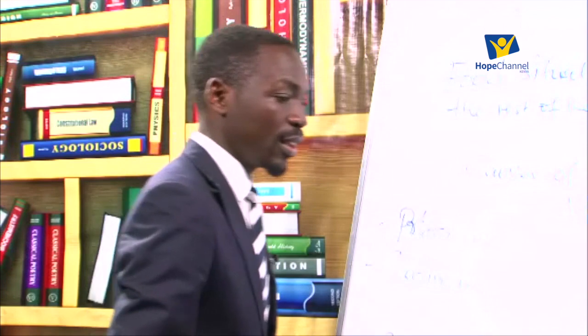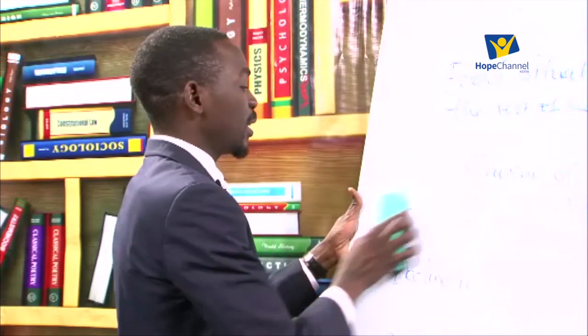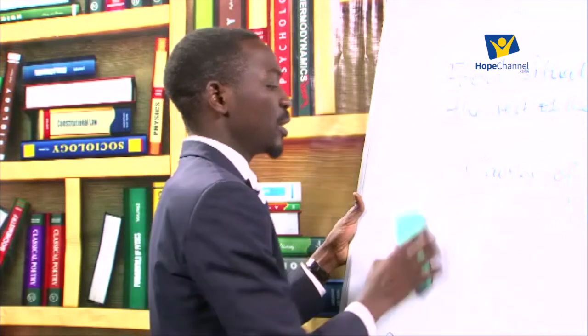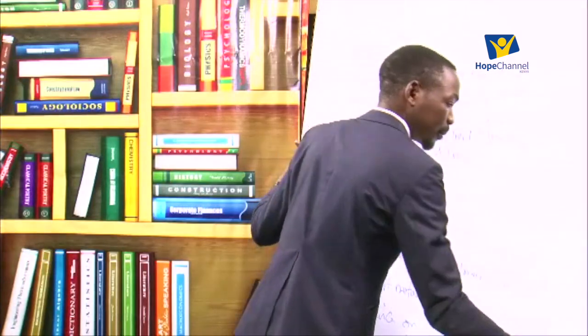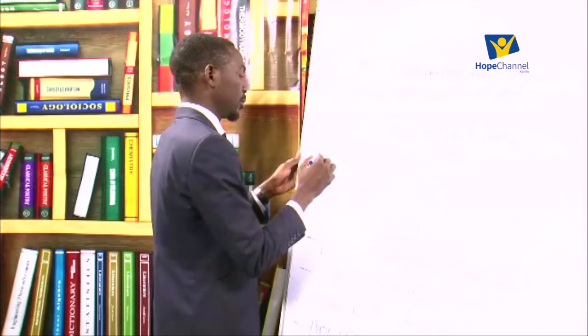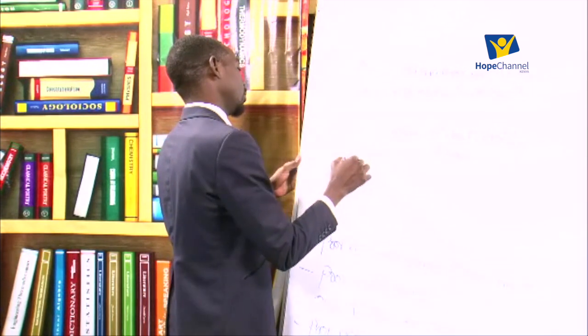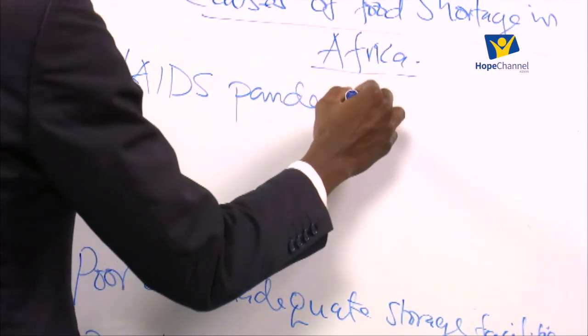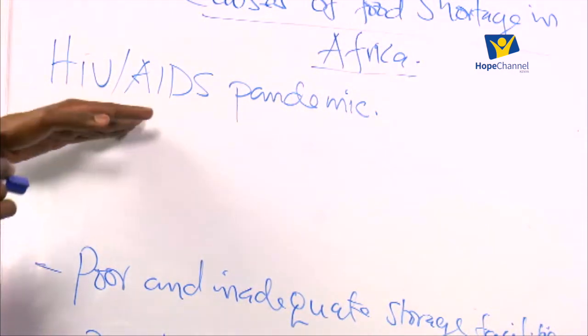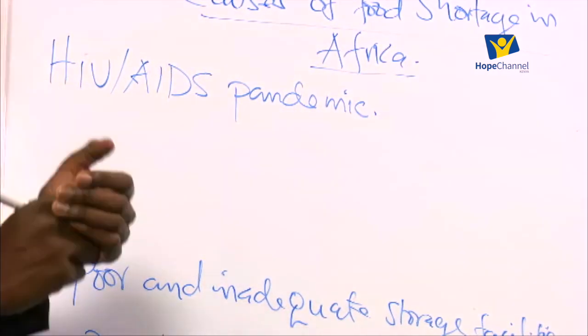So another factor which we can talk about is the HIV and AIDS pandemic. This has contributed to a greater percentage of food shortage in Africa. Why? You realize that this disease, the HIV and AIDS pandemic, has killed a number of the population.